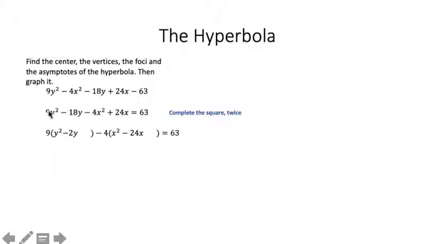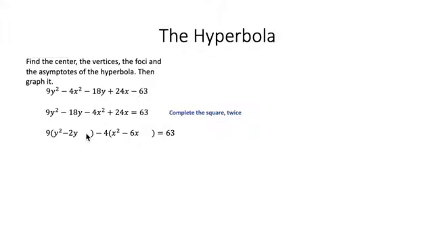See, when I divide these 2 terms by 9, I have y squared minus 2y. And over here, when I divide by a -4, I get x squared and this should say -6. Let me fix that. Okay, so this says -6 because I divided 24 by -4. So that's why I have a -6.